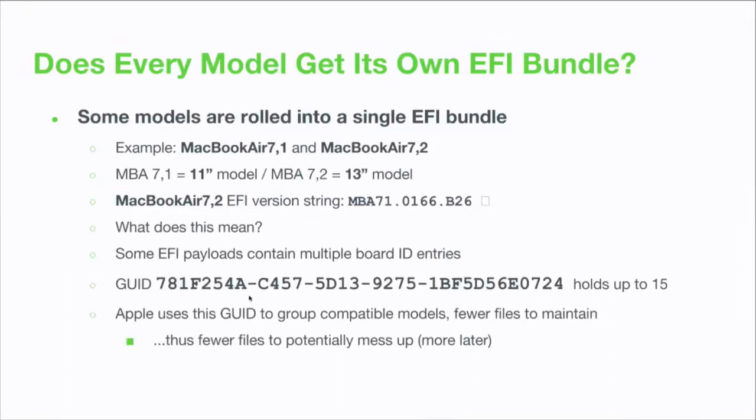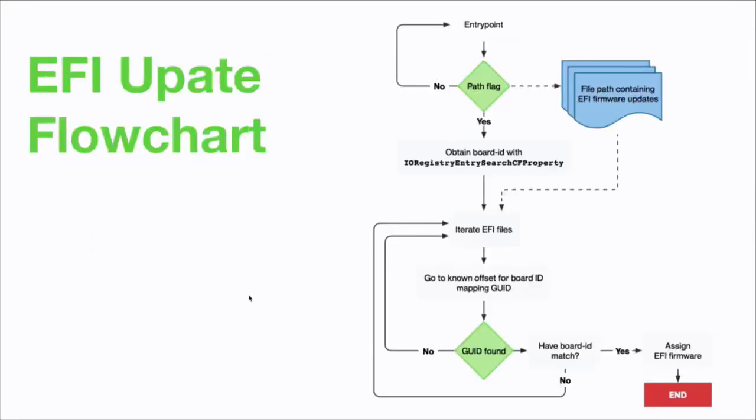There's a little caveat here in that some models, 2 different physical models, use the same EFI bundle, and that is covered by the fact that this particular GUID can hold up to 15 board IDs. So if there's more than one listed, that same single payload file actually applies to multiple models. That is how they try to constrain how many actual physical files they need to ship. For QA reasons, we find out later that that can also get into some trouble.